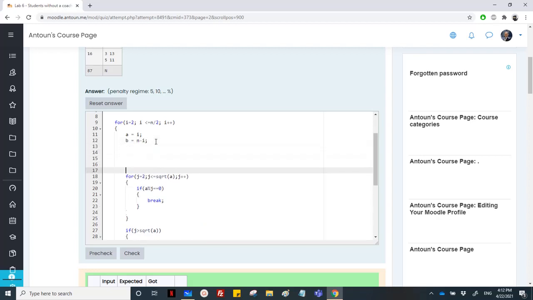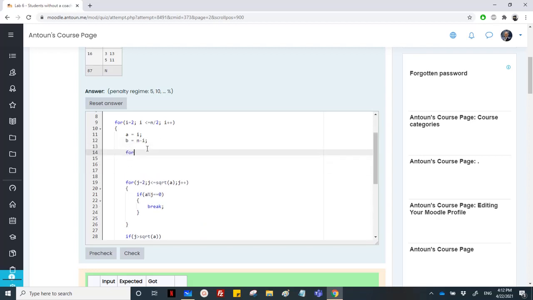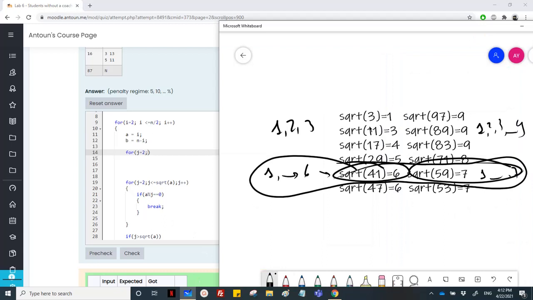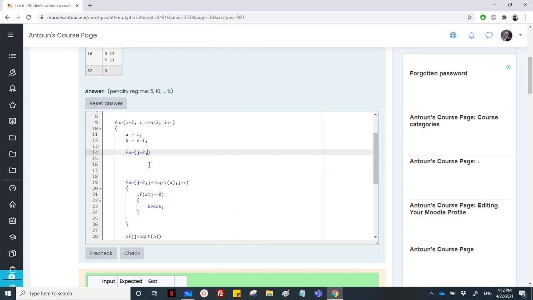So I will remove all this, and I will tell you how we will proceed. Obviously I need to loop from j equal to 2. So till what? If I'm looking well, which is the greatest number here? Obviously this number is the bigger. So n minus i, or B, is always the bigger. So I'll be looping till the biggest number, so square root of B, obviously j plus plus.